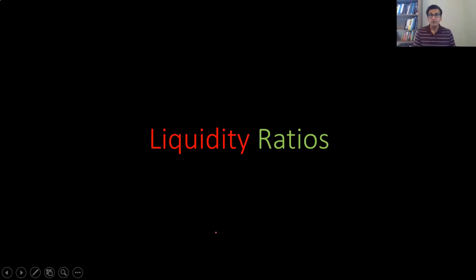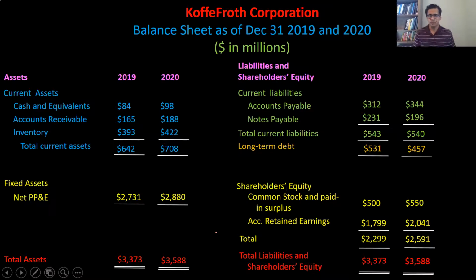So one of the ways in which we can assess the financial health of a company is by calculating something called liquidity ratios. Now, what are these? Take a look at the balance sheet. What do you see? Well, you have assets, liabilities, and equity.